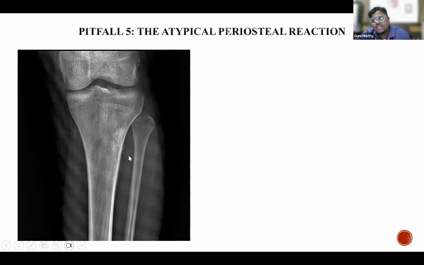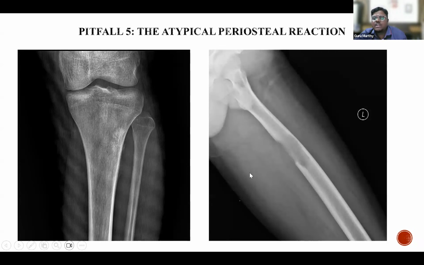It's not like single unilamellated. It's not elevated to call it a Codman's triangle. It's not multilamellated, but still some atypical kind of periosteal reaction is there. Even if it is not fitting, just mention it as a periosteal reaction. Look into the other features which are contributing to your aggressive nature.